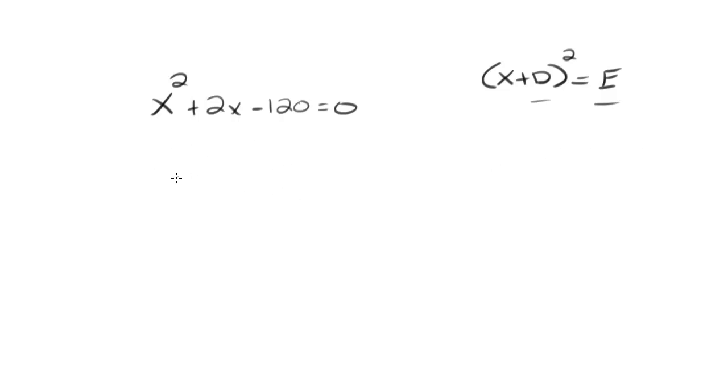First of all, if you want to solve by completing the square, you first move over this constant coefficient. So what I'm going to do is add 120 to both sides of this equation, and I get this right here. The idea of completing the square is I am going to add a constant to the left-hand side over here, so this becomes a perfect square trinomial.